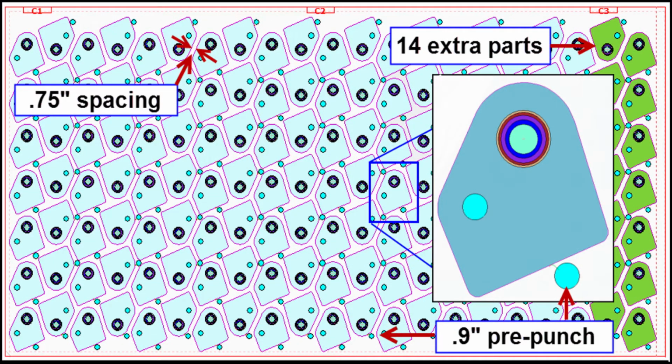Highlights of the plasma punch nesting technology. There are no nesting parameters to set. Parts are analyzed and nested based on the part analysis. This 1-inch thick plate was created with 3/4 inch spacing, with clearance for a 0.9-inch pre-punch tool. Nesting with 3/4 inch part spacing resulted in 14 more parts being nested per plate.